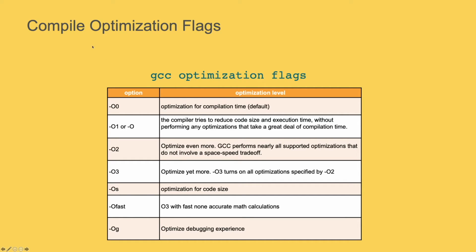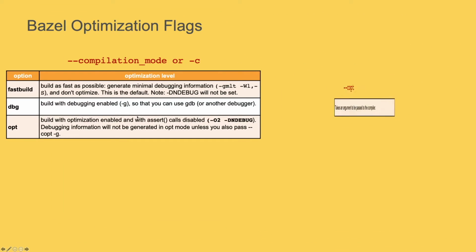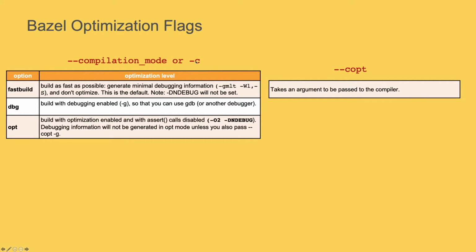Now, you observe that these are the flags for GCC, and for Bazel, I use another flag, which was -c. So for Bazel, you can use -c or --compilation_mode, and it takes three values. It's either fastbuild, which is default, or dbg, which adds the debug information, and opt, which is the optimized version, which is equivalent to -O2 of GCC.